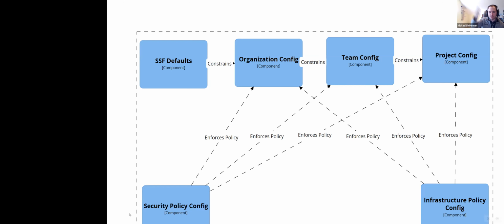And then you can continue on down the line, where an individual team might say, hey, even though the organization allows Java, Python, and Go, we only support Go. So our team is only a Go team. So if somebody comes in and tries to create a new pipeline, it must be Go, right?